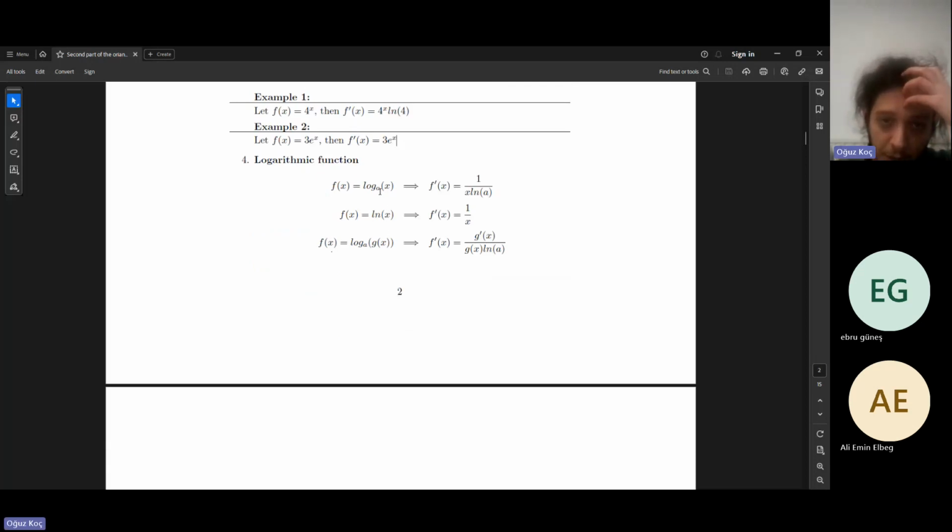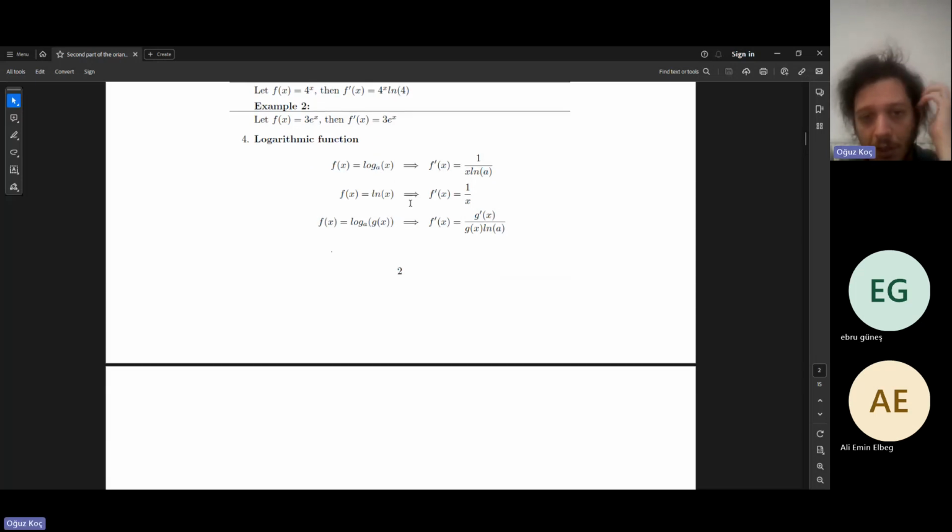In here, our logarithmic function's base is a, and the variable is just x. If you take the derivative of it, it gives you 1 over x times 1 over ln a. And when we multiply and simplify it, we get 1 over x ln a here. And it is the base a, the base of the logarithm.